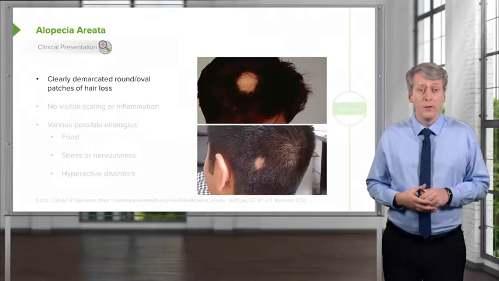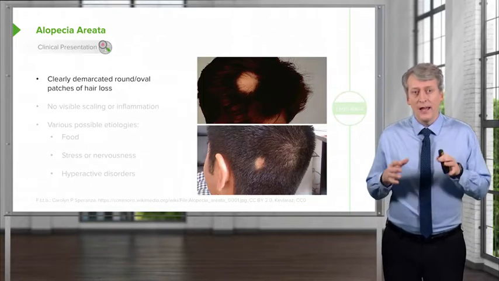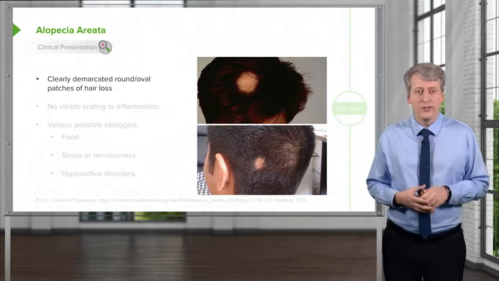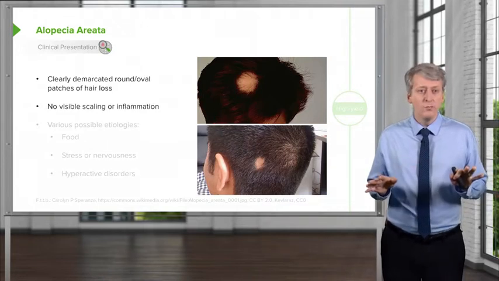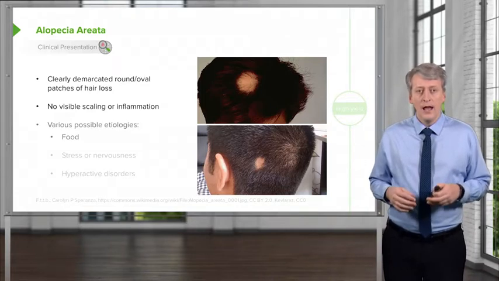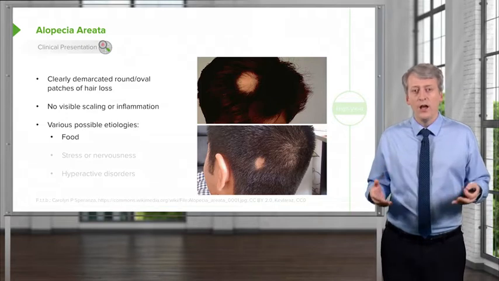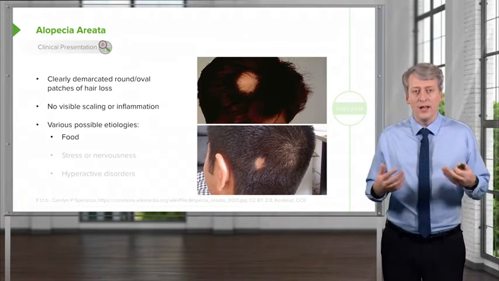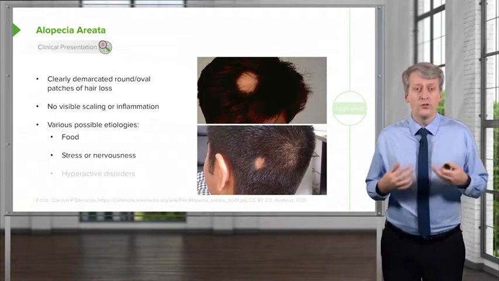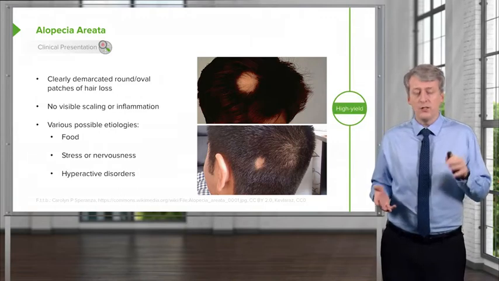This is probably alopecia. So this is alopecia areata. It's a clearly demarcated round or oval patch of hair loss on the scalp. There's no visible scaling or inflammation. It's non-painful. And there are a variety of possible etiologies, but generally this is an autoimmune condition against the hair root. Associated factors can include food, stress, nervousness, or hyperactive disorders. These can be associated with this problem.